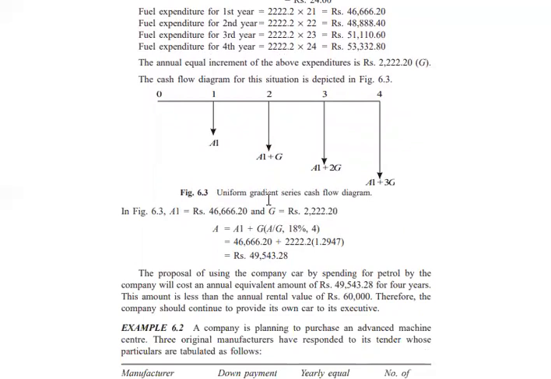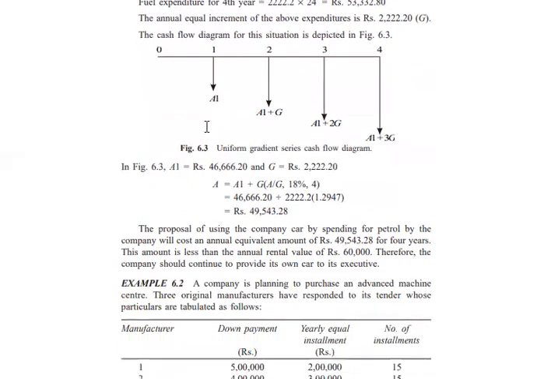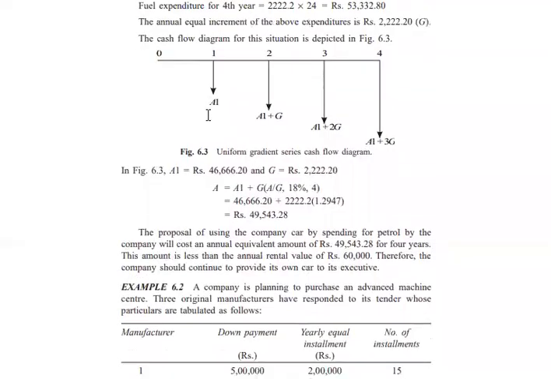Okay. So with this, the proposal of using the company car by spending on petrol comes with an annual equivalent amount of 49,543.28. So this is what we got, right? So for the 4 years, this is less than that of the rental car. So what we can do is that you can use your own car. Okay, so that is the answer.